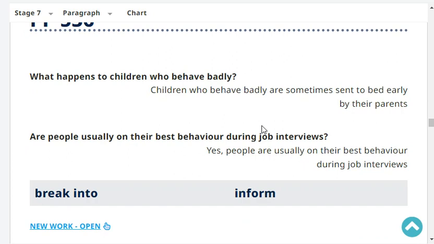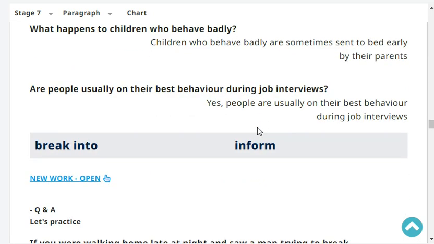What happens to children who behave badly? Children who behave badly are sometimes sent to bed early by their parents. Are people usually on their best behavior during job interviews? Yes, people are usually on their best behavior during job interviews.